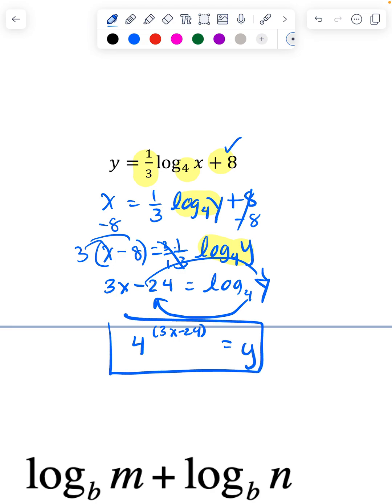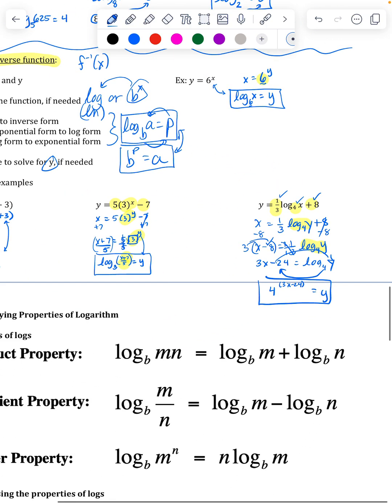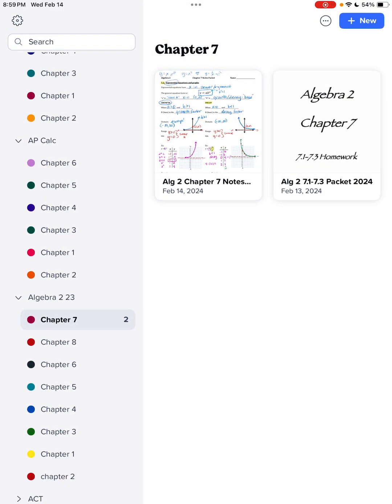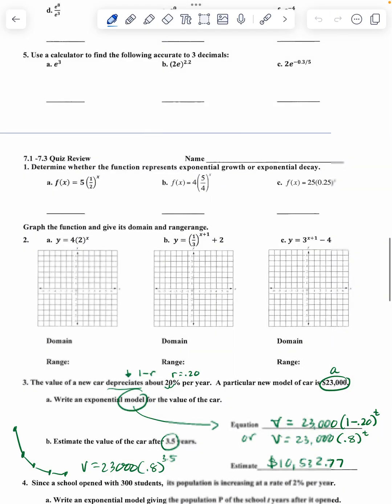And I had a +8 up here, so it turned into a -8 down here. You can see the 24 in the problem, but that's because I multiplied everything by 3. And then I ended up with an exponential with 4 as the base, which is what I expected since I started with a log as a base. So the idea of this is just that logs and exponents are math opposites.